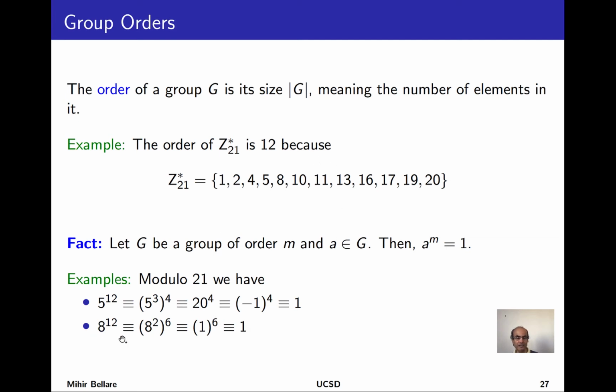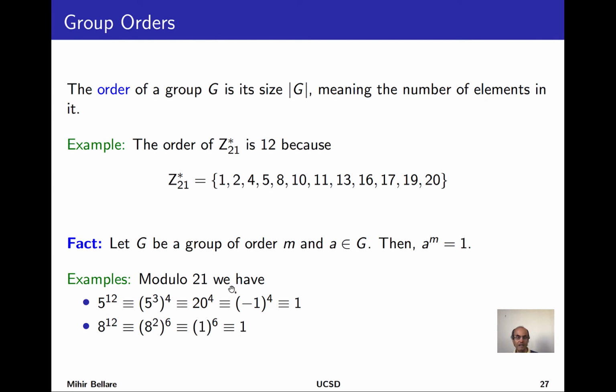Raise 8 to the power 12. Again, play around a bit. Write it as 8 squared to the power 6. 8 squared is 64, and 63 is a multiple of 21. So mod 21, it's a 1. And so you get back a 1.